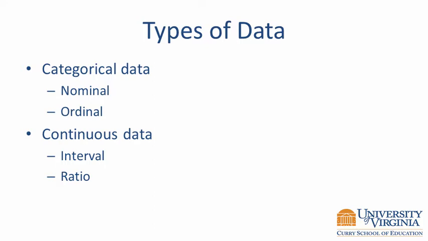Identifying the type of data contained in a variable is a critical first step in data analysis. It allows you to identify appropriate statistical procedures. There are 4 types of data: nominal, ordinal, interval, and ratio. Nominal and ordinal data are also referred to as categorical data. Interval and ratio data are also called continuous data. When identifying the type of data for a variable, it is helpful to first decide whether the data are categorical or continuous, and then identify whether the data are nominal, ordinal, interval, or ratio.